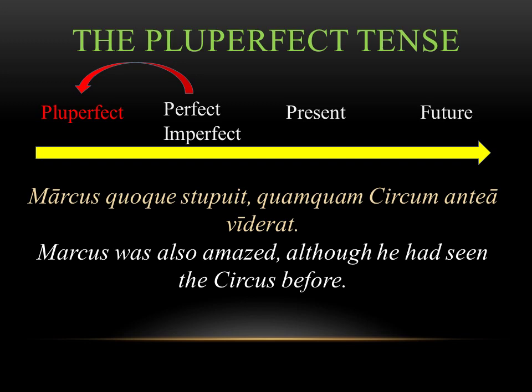So if we go back to our sentence of Marcus was also amazed, although he had seen the circus before, let's take a look at where these verbs fall on our timeline. The first verb, stupuit, is perfect tense, and you can see I've highlighted in red where it would fall on our timeline. Vīderat is pluperfect, and you can see here it's coming before the perfect tense verb. So in other words, if you have two actions, Marcus was amazed, he had seen the circus. Which one comes first? Vīderat, he had seen the circus. That's an action that happened before this other action in the past.